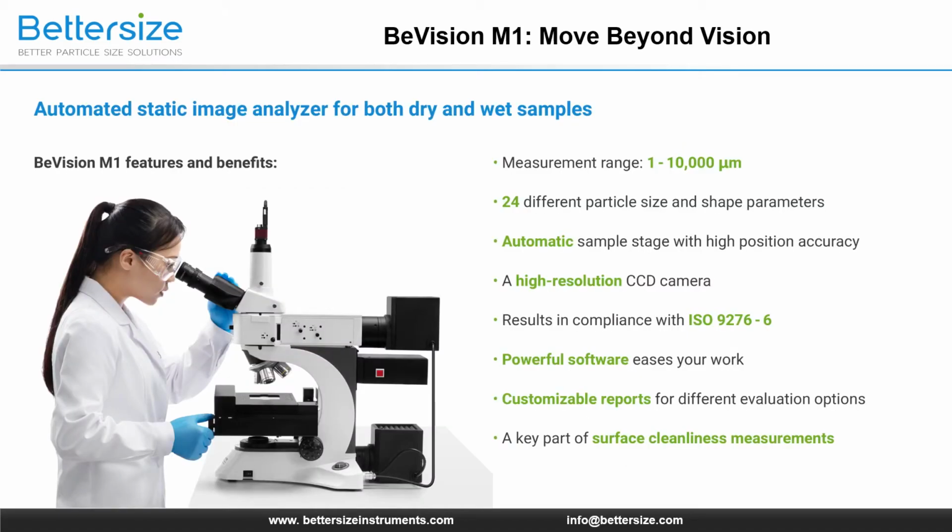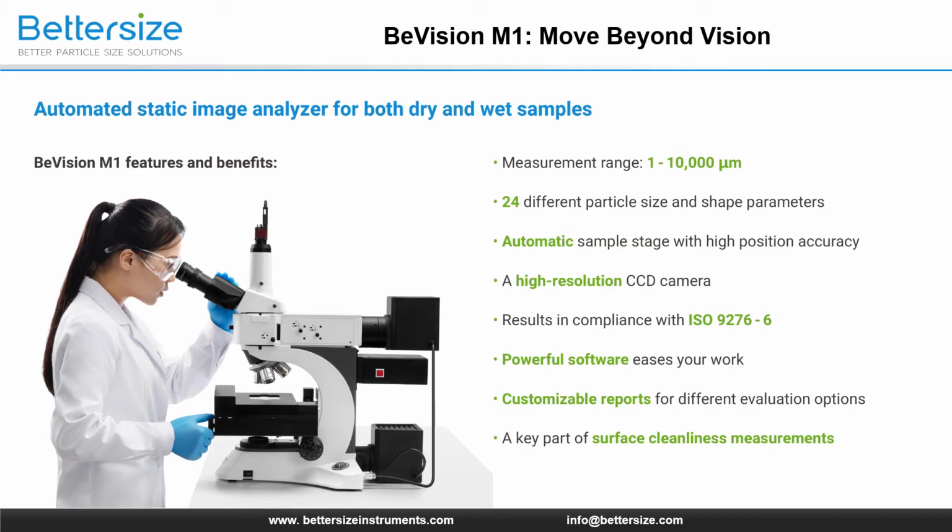Navision M1 provides an accurate analysis of the particle size and shape in the range of 1 to 10,000 microns. Besides, Navision M1 can be a vital part of the surface cleanliness test. Thanks to the auto-moving stage with high position accuracy, Navision M1 can do analysis more efficiently and go beyond the size limit. In coordination, a high-speed camera captures images with high efficiency. We will discuss more on how Navision M1 breaks the limit later.